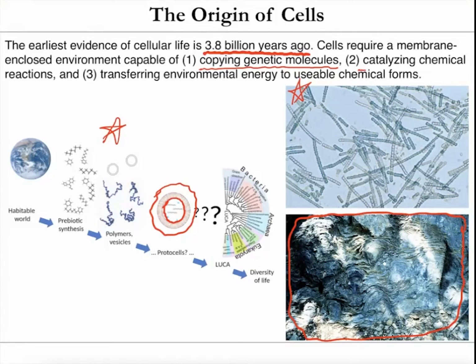They also need to be able to catalyze chemical reactions. We talked about that issue before. You need proteins to catalyze chemical reactions and to copy genetic information. But without the genetic information, how are you going to make those proteins? One of the ways people bridge that gap is through the RNA world hypothesis, which we talked about earlier. And third, they have to be able to transfer environmental energy to usable chemical forms.